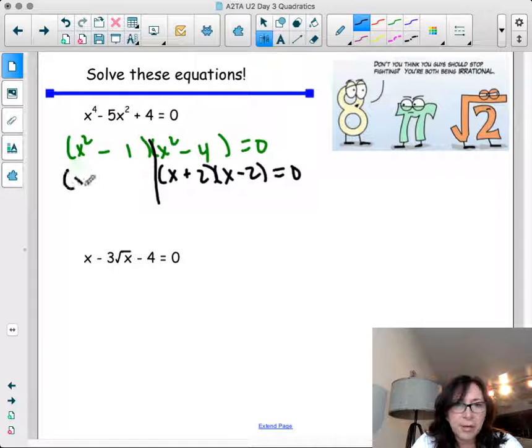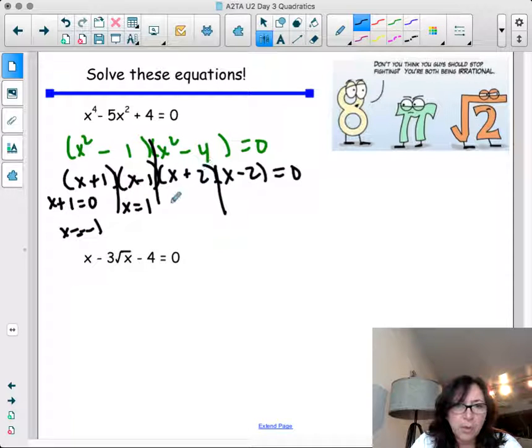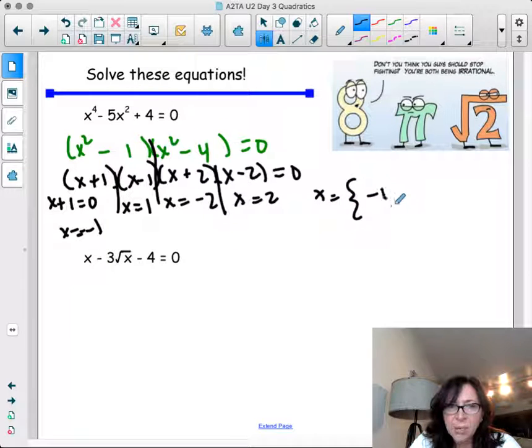And this one here is x plus 1 and x minus 1. So when I split this up, I'm actually going to have four solutions. I'm going to have x plus 1 equals 0, so x equals negative 1. I'm going to get x minus 1 equals 0, so x equals 1. I get x plus 2 equals 0, so x equals negative 2. And I get x minus 2 equals 0, so x equals 2. So putting my answers in solution sets, I'd have negative 1, 1, 2, and negative 2. So I could also write that as plus or minus 2.